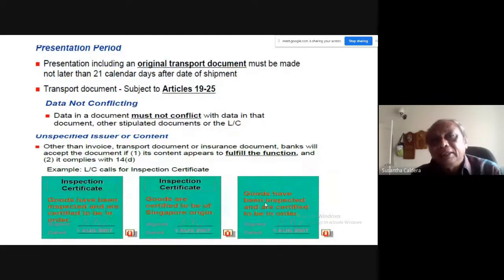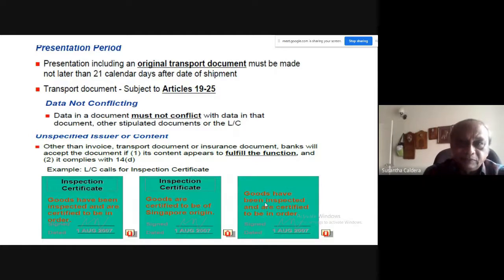Article 14. Presentation period. Presentation including an original transport document must be made not later than 21 calendar days after the date of shipment.